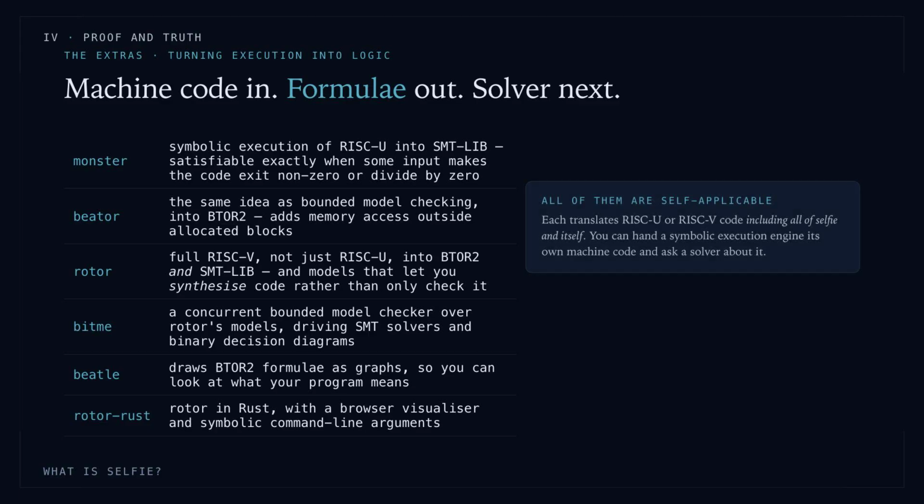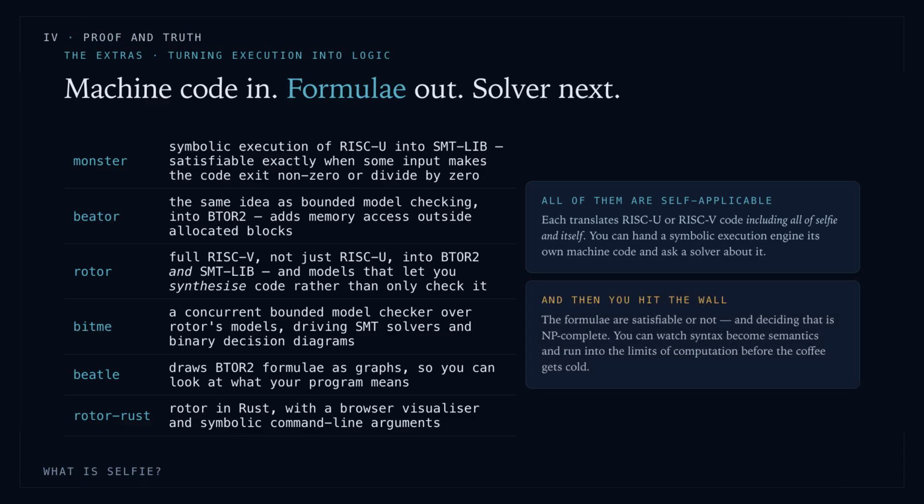Every one is self-applicable. Each translates code including all of Selfie and including itself. You can hand a symbolic execution engine its own machine code and ask a solver about it. And then you hit the wall, which is the fun part. Deciding whether those formulae are satisfiable is NP-complete. You can watch syntax become semantics and run into the limits of computation before the coffee gets cold.